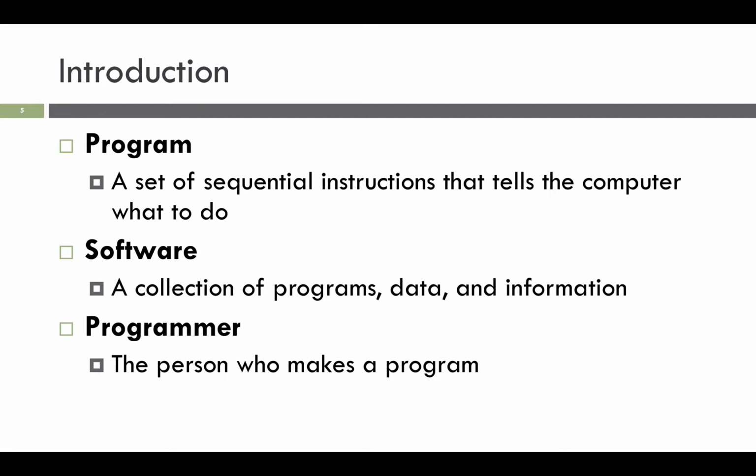Programs, software, and programmers are terms you probably heard. But let's define them so you can better understand computer software. A program is a set of sequential instructions that tell the computer what to do. Another term for a program is an application. Software is a collection of programs, data, and information. Software is in contrast to hardware. Software tells the hardware what to do. A programmer is someone who makes a program or develops software.